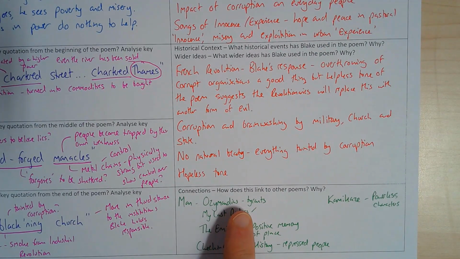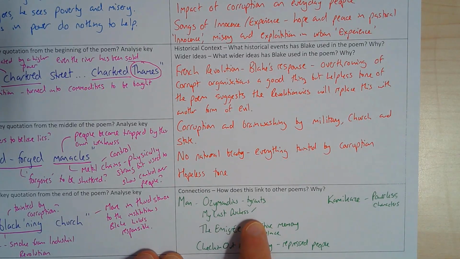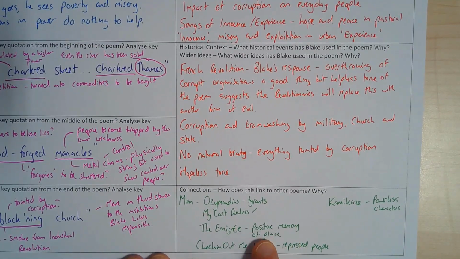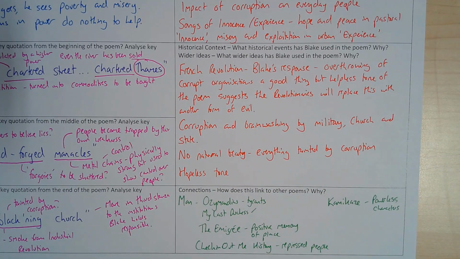Emigre is a positive memory of place compared to a negative memory of place in London. Checking Out My History is about a group of repressed people. So, the narrator speaks on behalf of black people who've had their history not represented, in the way that Blake speaks on behalf of the poor people of London. And Kamikaze is similarly about a powerless relative who returns home. You've got the corruption and brainwashing that you must give your life as a kamikaze pilot for Japan, compared to the people with their mind-forged manacles in London, and also that sense of shame and misery that his relatives feel.